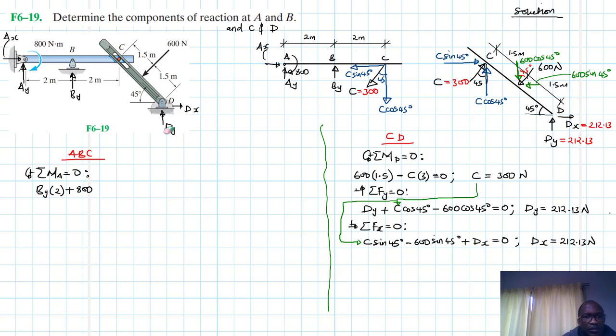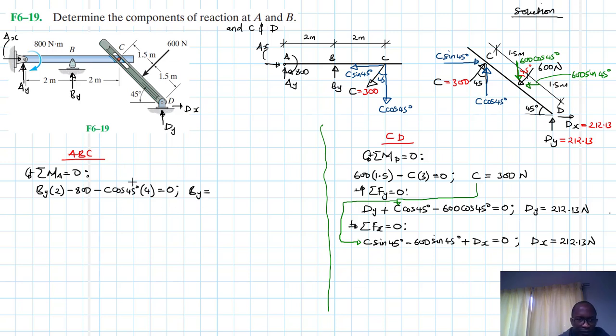This is negative, right? It's a clockwise one, so minus 800. And then we have another negative moment from C, cos 45 times the lever arm, which is 4, equal to 0. Therefore, By is just going to be equal to, mind you, we already know what C is. C here is equal to 300.